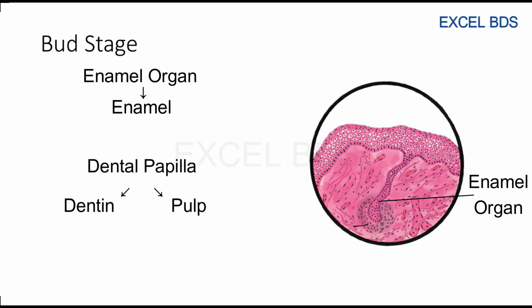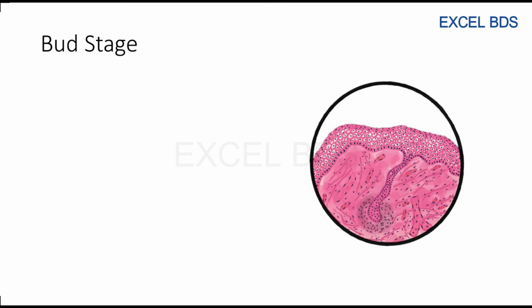Understood? Dental papilla gives dentin and pulp. Enamel organ forms enamel. So that is all about the bud stage. What all you will write in bud stage? You'll draw the diagram first, then you'll write about the two sets of cells, and then about the dental papilla, and what all it forms.